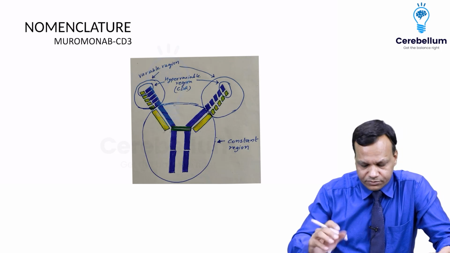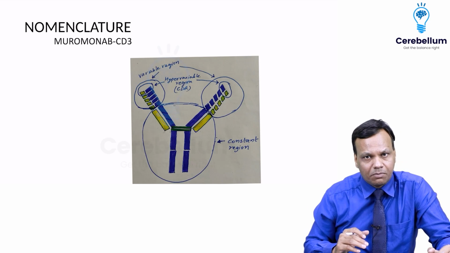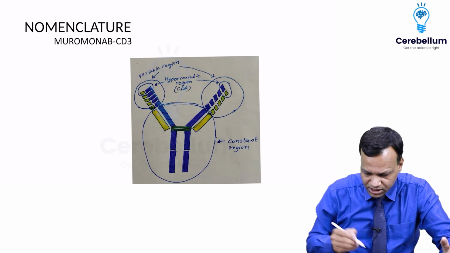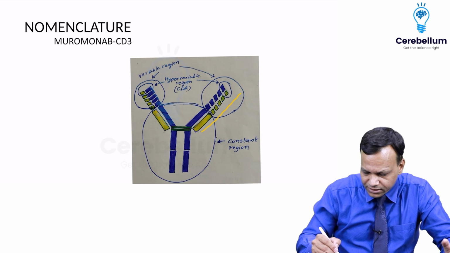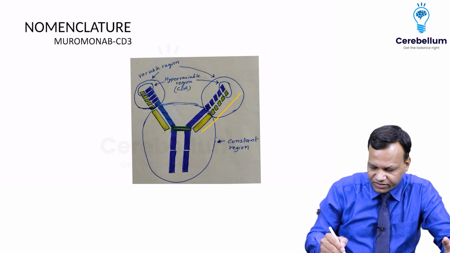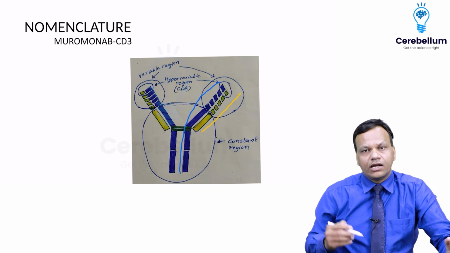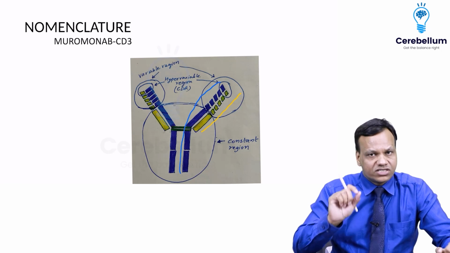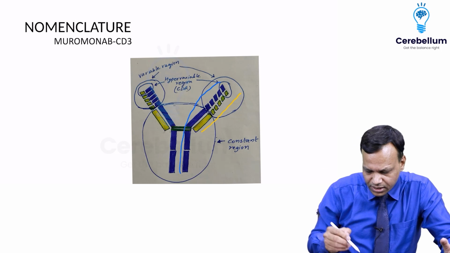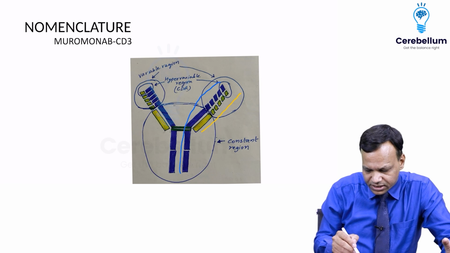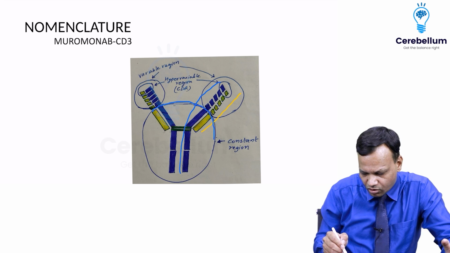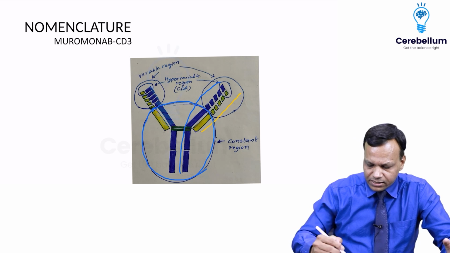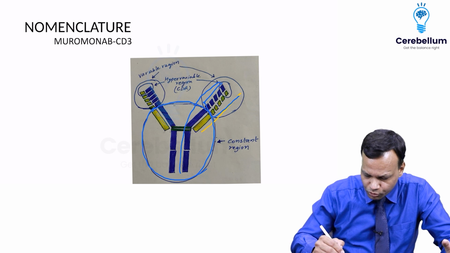Then nomenclature. A normal antibody has a light chain and a heavy chain. The yellow one is the light chain, whereas the blue one is the heavy chain. The heavy chain is divided into two parts: it has a constant region and a variable region. Till this point, it all is the constant region, which remains constant in most of the antibodies. But the top portion is variable.